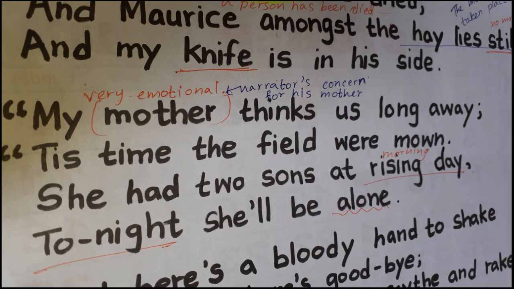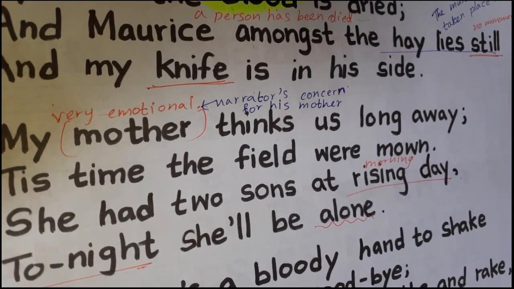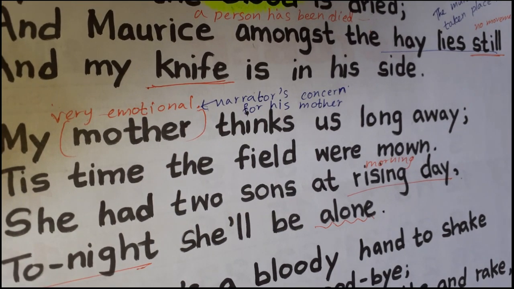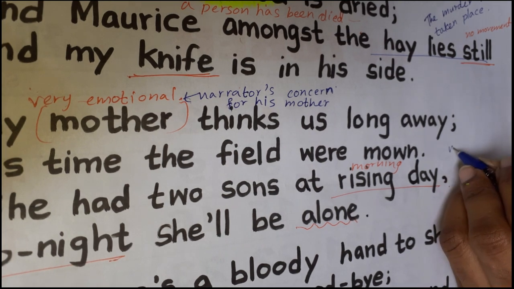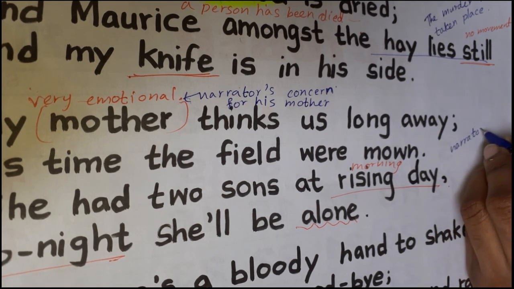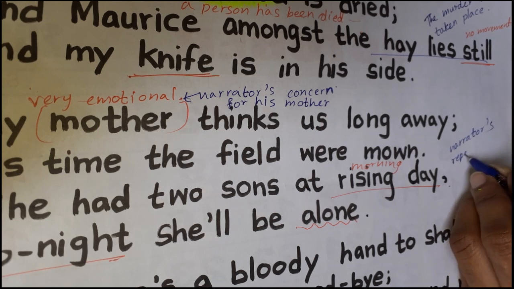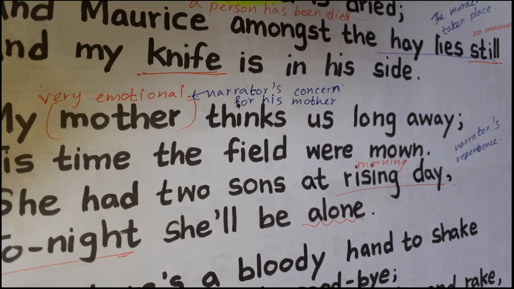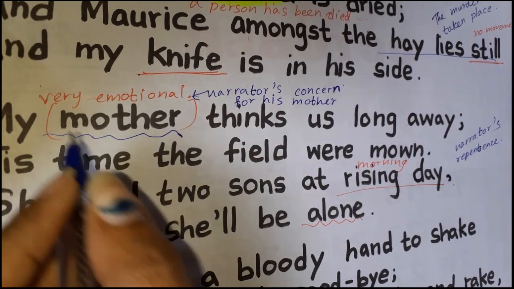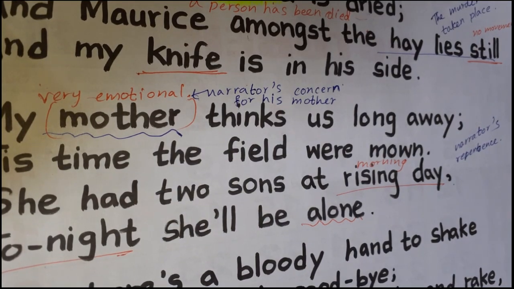Now he is telling all these things. So this suggests his repentance as well. He's repenting over what happened. The narrator's repentance and his inability to leave his kinsman, really the relatives.